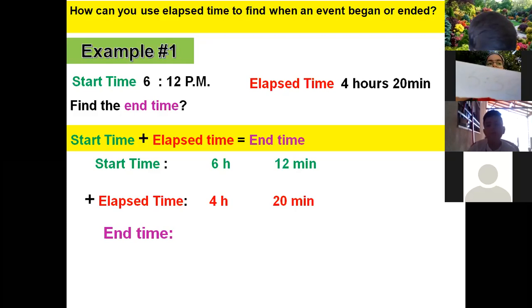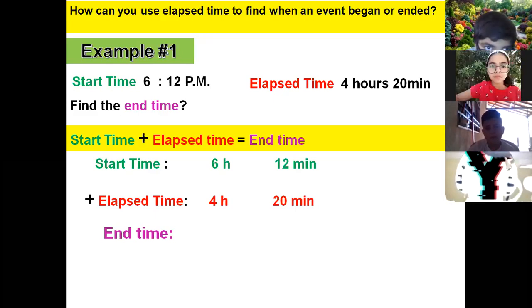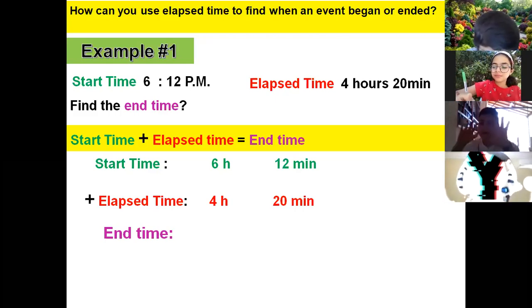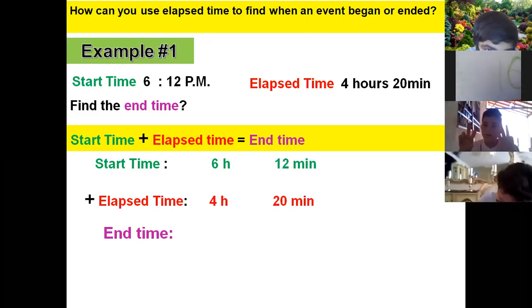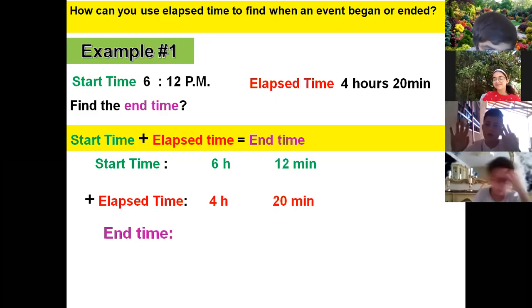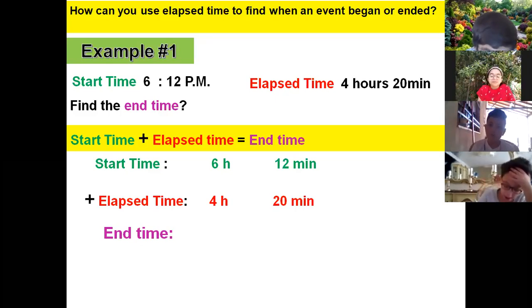So 12 plus 20. Amira, your answer is wrong. Yes, Salma. Continue. So 12 plus 20 is 32. 32 minutes, yes. And the hours, it is 6 plus 4 equals 10. Yes, 10 hours. It's right, Amira. Yes, excellent. The end time is 10 hours and 32 minutes. Excellent, Salma. This is it.